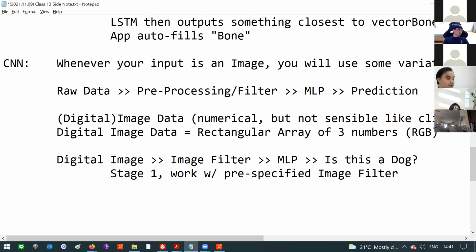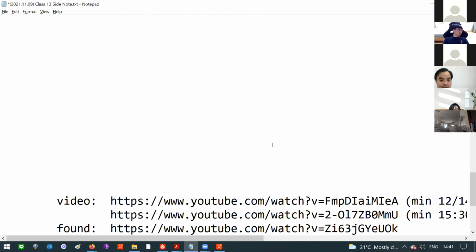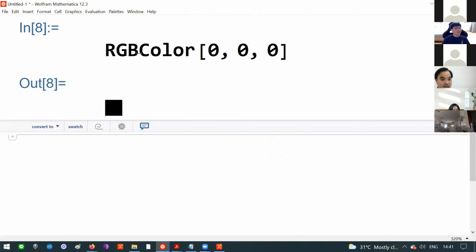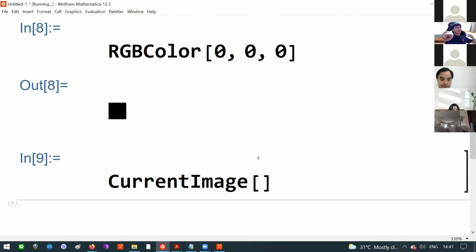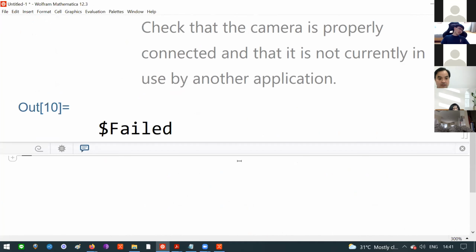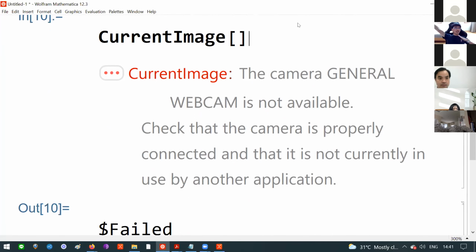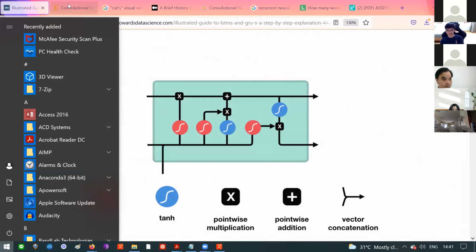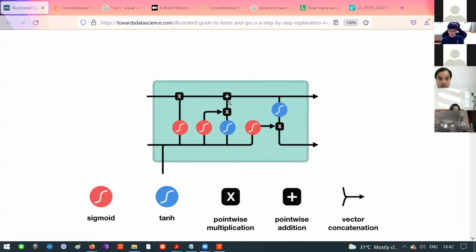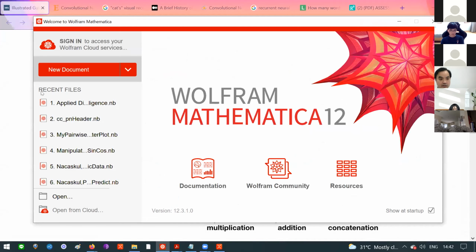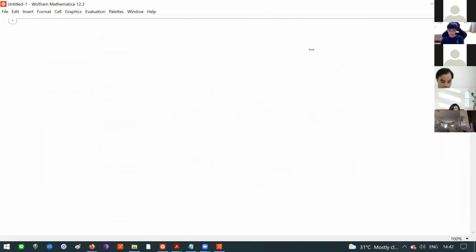Now, what does an image filter look like? Well, let me do this. In Mathematica, if you got your camera hooked up, this is the current image. For some reason, current image. Let's save. Okay, new document. Now this would be embarrassing.